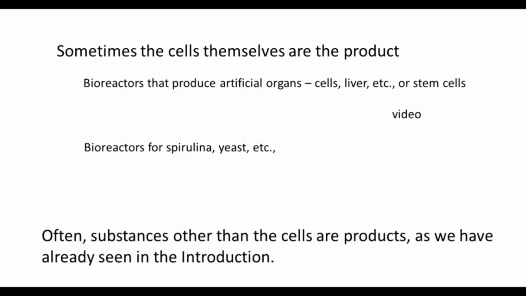However, as we have already seen in the introduction, there are very many other products. I think we saw insulin, monoclonal antibodies, ethanol, bio oil, and so on, that the cells produce. These are the molecules that are produced by the cells, and they are the products. So there are two major types of products: the cells themselves, or the molecules that are made by the cells, which are the main products from bioreactors.